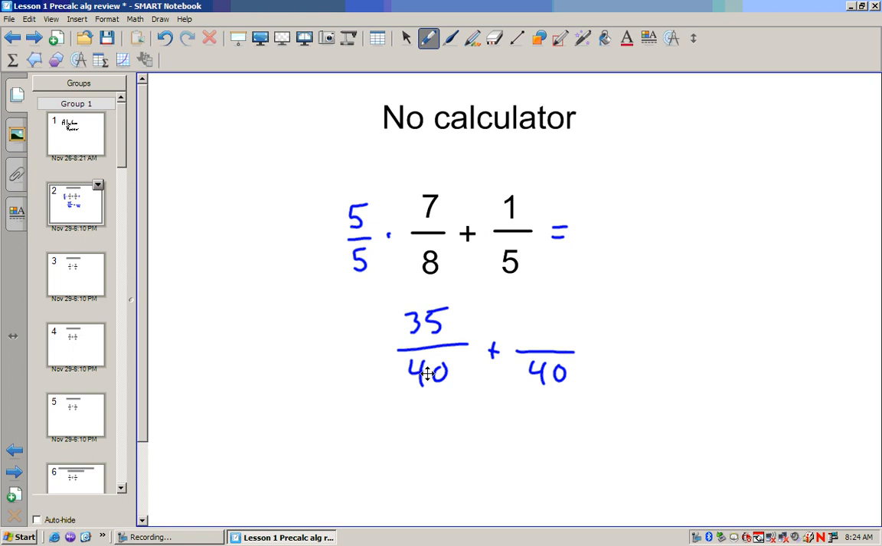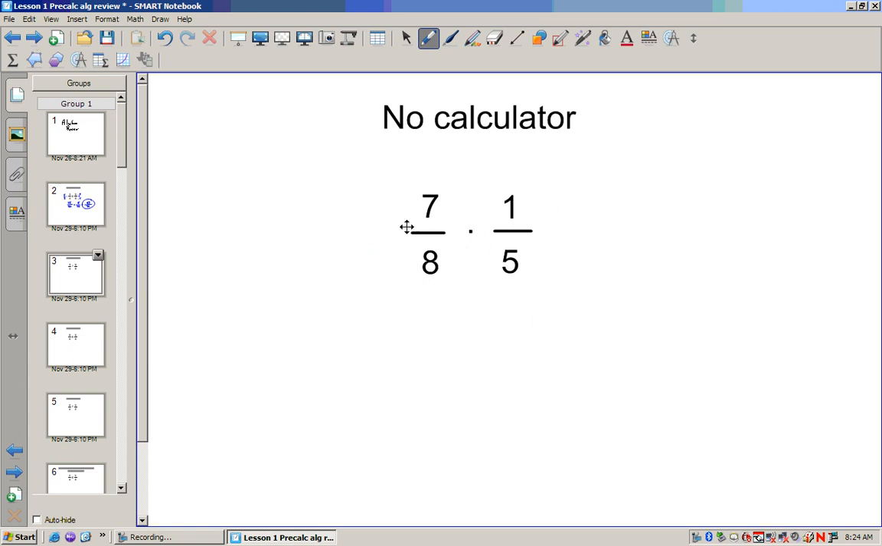So 35/40, this is the same as 7/8. 1/5 we can have a denominator of 40 if we multiply it by 8. So I'll have 8/40ths. It's the same as 1/5. So now we add these up and we keep the denominator the same. So it's going to be 43/40.